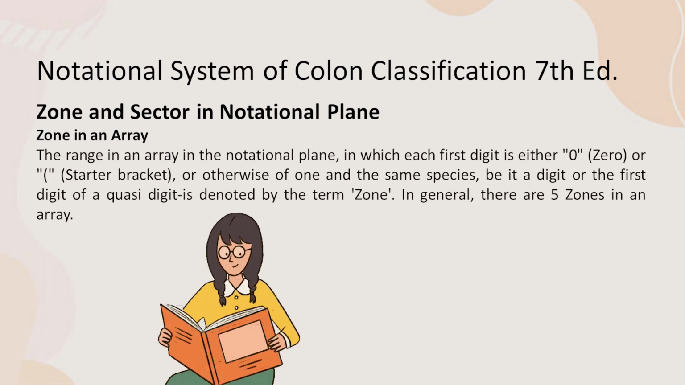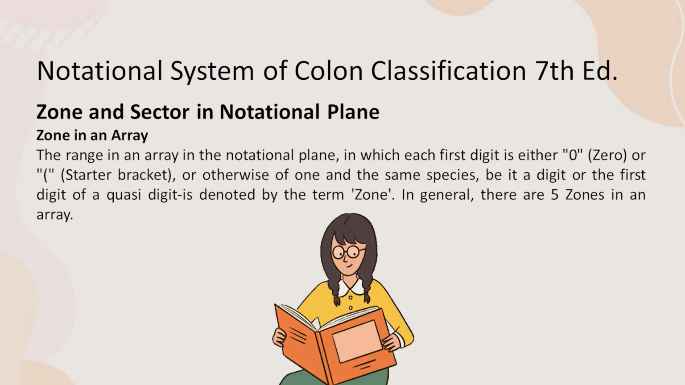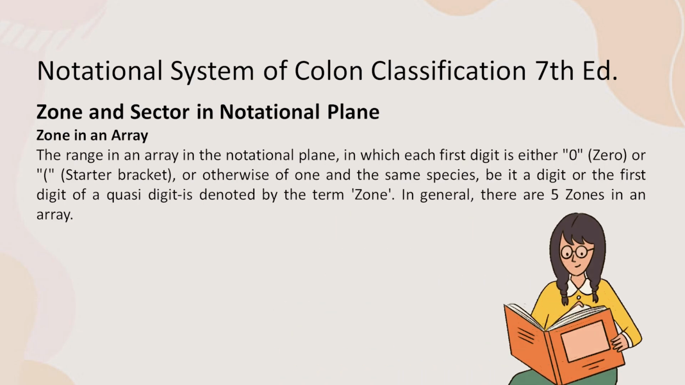Zone in an array is the range in an array, in the notational plane, in which each first digit is either 0 or a starter bracket, or otherwise one of the same species, be it a digit or the first digit of a quasi-digit, and it is denoted by the term zone. In general, there are 5 zones in an array.